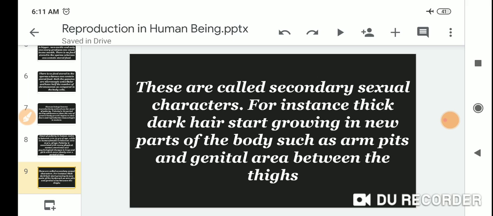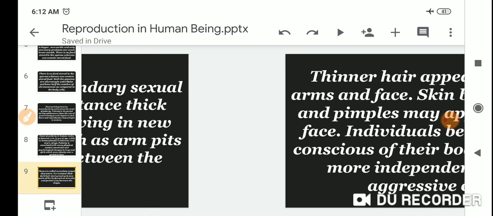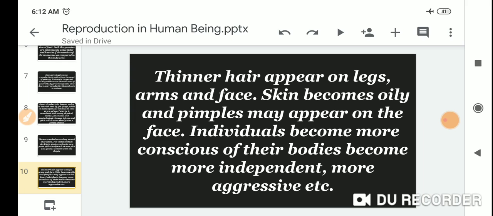For instance, thick dark hair starts growing in new parts of the body such as the armpits and genital areas between the thighs. Thinner hair appears on the legs, arms and face. Skin becomes oily and pimples may appear on the face.